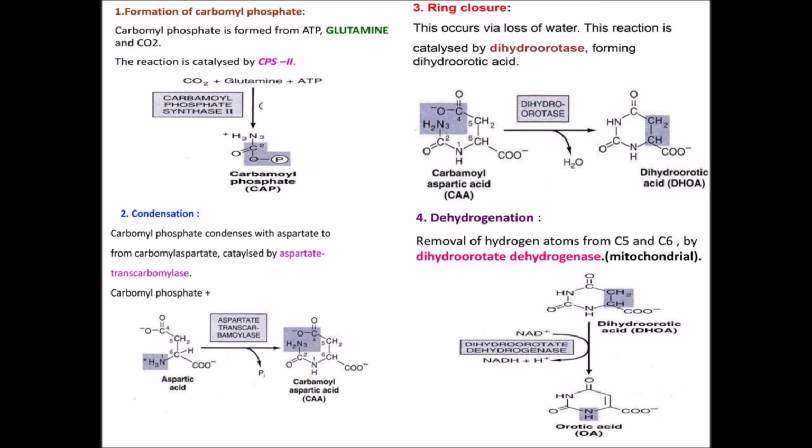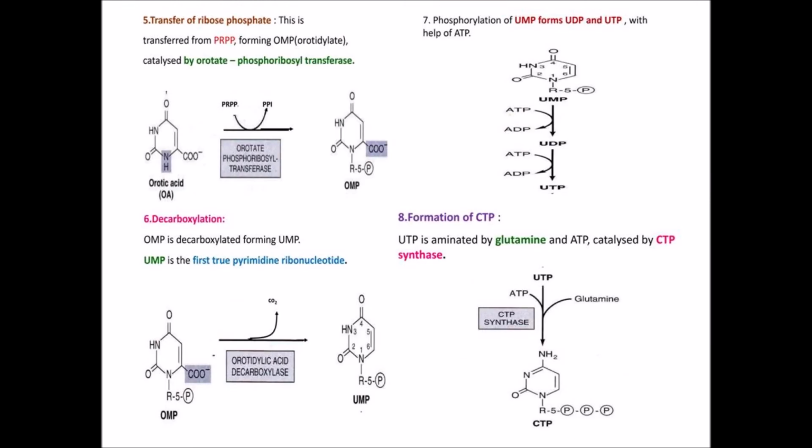Fourth step is dehydrogenation, removal of hydrogen atoms from the 5th and 6th carbon by dihydroorotate dehydrogenase, which is from mitochondria. The fifth step is transfer of ribose phosphate. This is transferred from PRPP forming OMP, that is orotidylate, catalyzed by orotate phosphoribosyl transferase. The sixth step is decarboxylation. OMP is decarboxylated forming UMP. UMP is the first true pyrimidine ribonucleotide. The seventh step is phosphorylation of UMP to form UDP and UTP with the help of ATP.